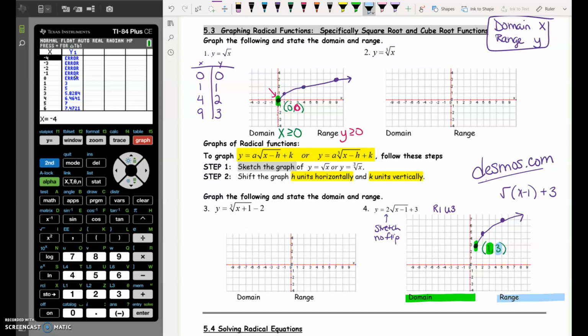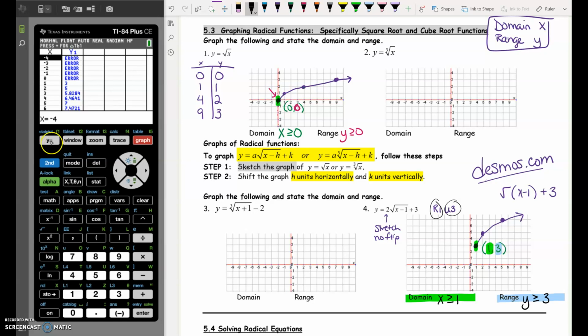Okay, so the domain, all of the points are to the right of that starting point, so x is going to be greater than or equal to 1. And for that 3, all of the points are above, so y is greater than or equal to 3. Basically, your domain and range starts out as x greater than or equal to 0, y greater than or equal to 0, and then because we moved right 1, it shifted that domain right 1. We moved up 3, it shifted the range up 3.